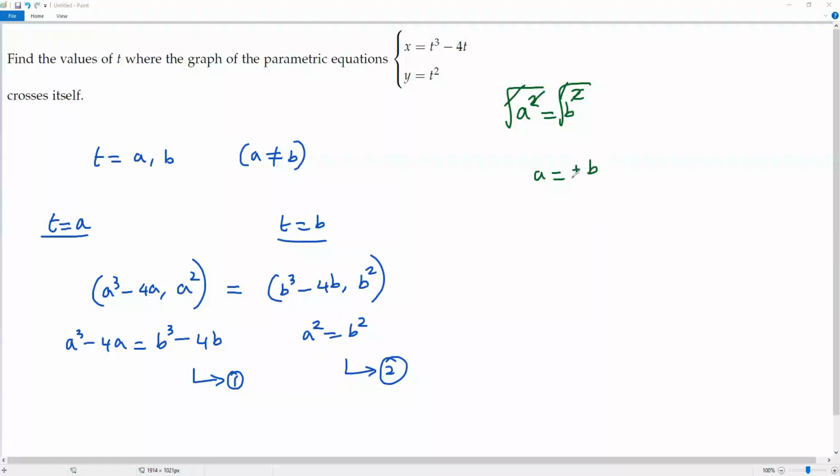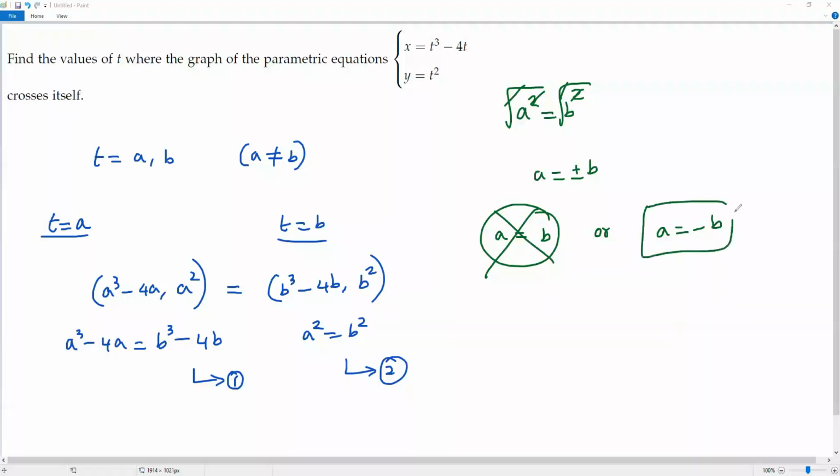Here I am taking positive or negative on the right side. So from this, I get a is equal to b or a is equal to negative b. This cannot be accepted because our assumption is a and b cannot be equal. But this one says a and b are equal. This cannot be accepted. So we can accept this, that is a is equal to negative b.